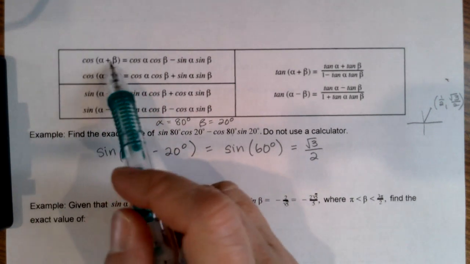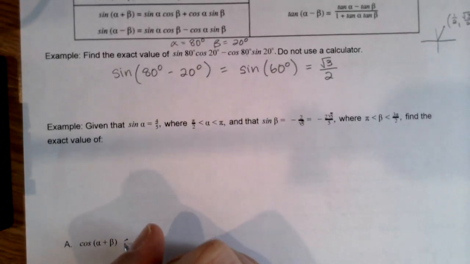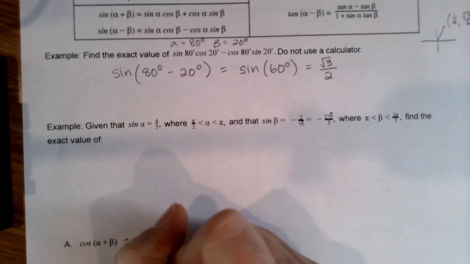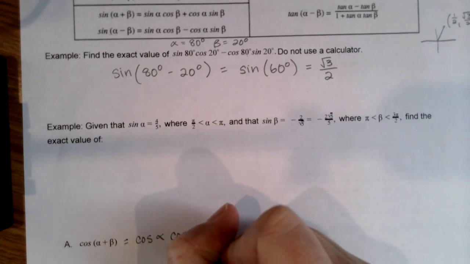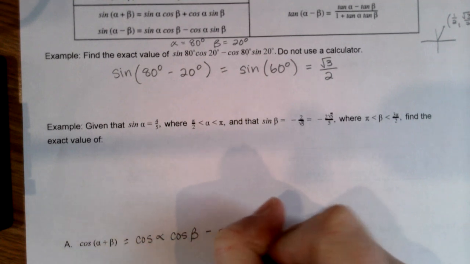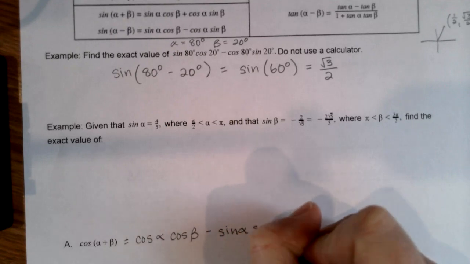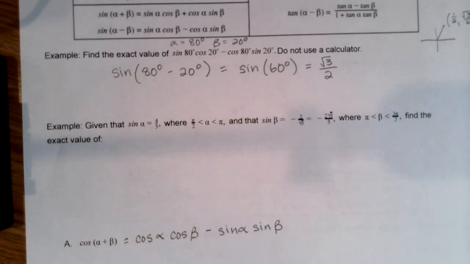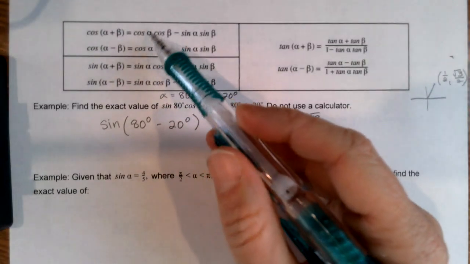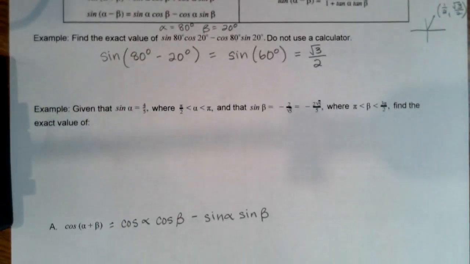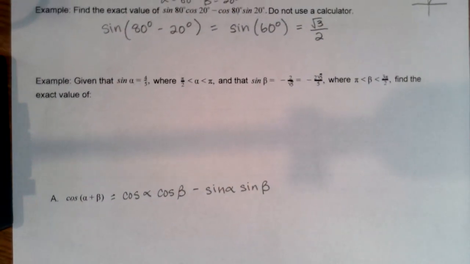So I know that the cosine of alpha plus beta is equal to, again, I'm just copying from above, the cosine of alpha times the cosine of beta minus the sine of alpha times the sine of beta. Again, I'm just copying that right from my formulas above. Very important that I copy it correctly.